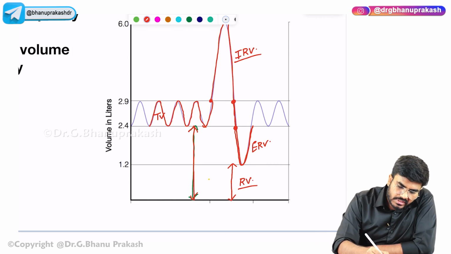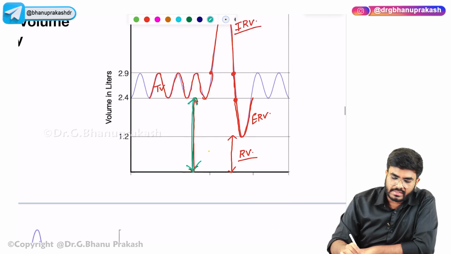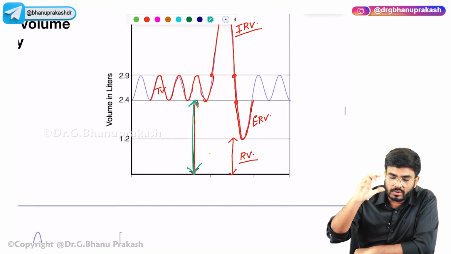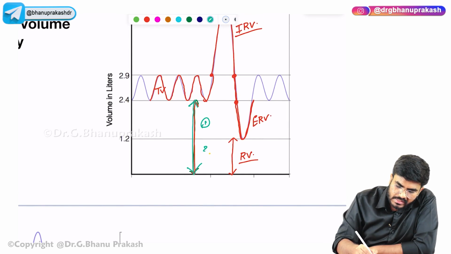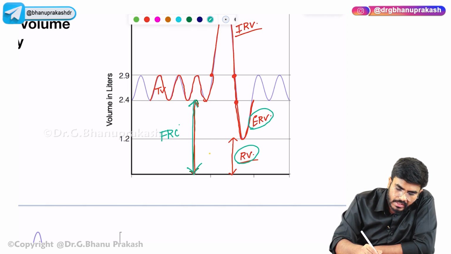Now you tell me. This is the area that I have highlighted here. This includes two boxes, this box as well as this box. So this area is covering expiratory reserve volume and residual volume. So what is this? This is functional residual capacity.